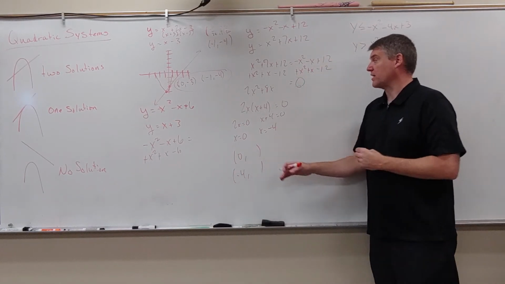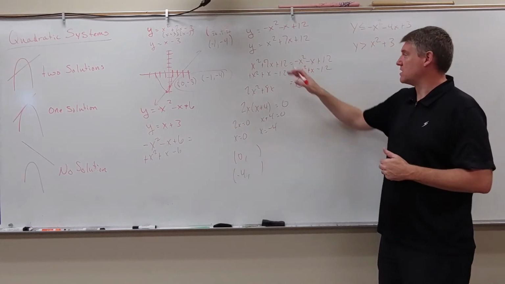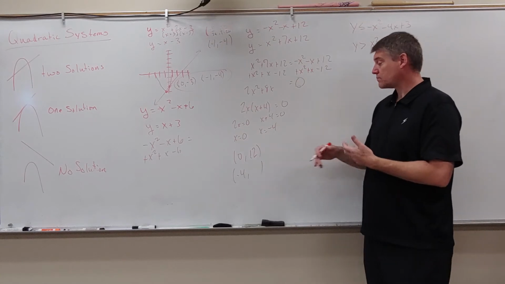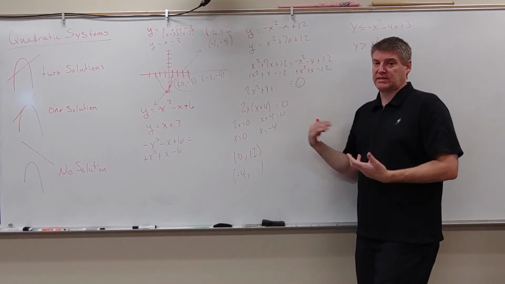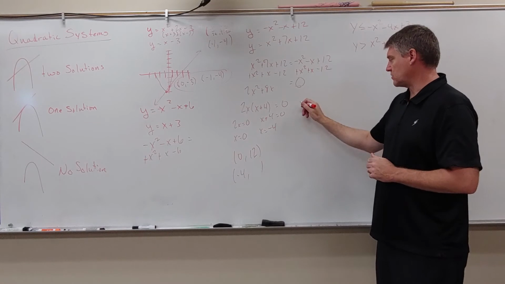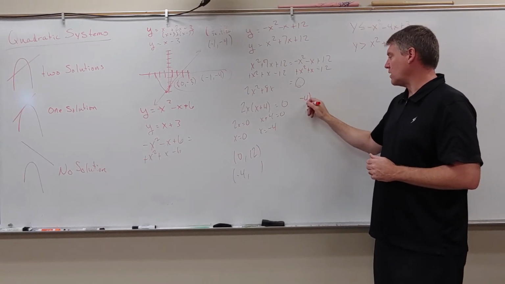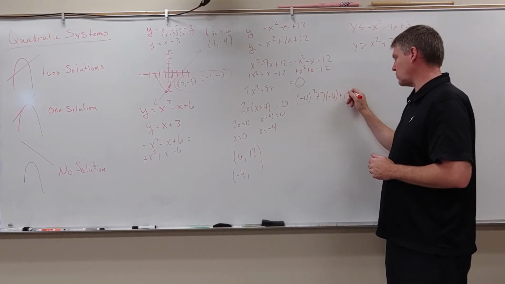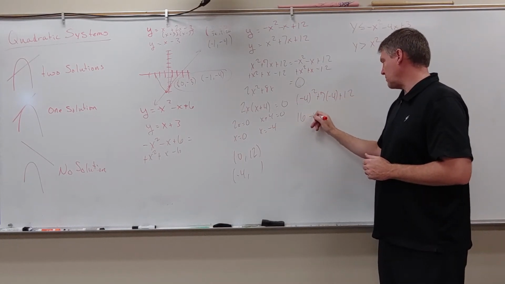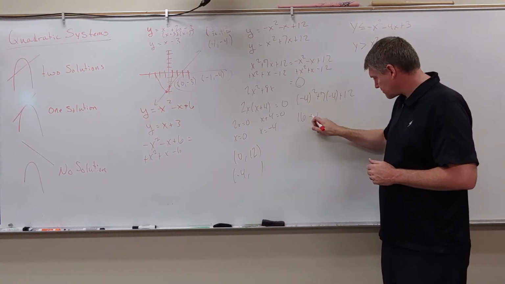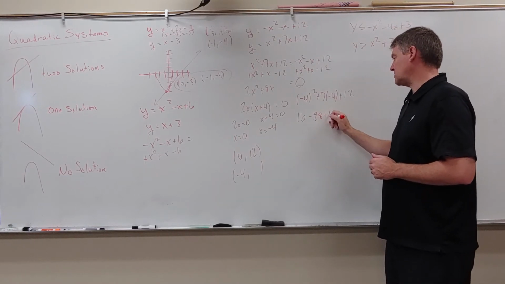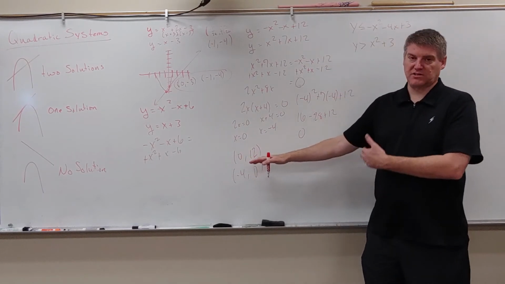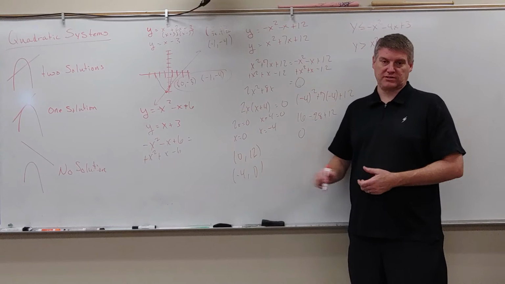So I'm going to plug in 0. If I plug in 0, that one's easy. Everything goes away and I end up with 12. Now, if I plug in negative 4, it doesn't matter which equation I plug it into. So negative 4 squared plus 7 times negative 4 plus 12 gives me 16 minus 28 plus 12, which gives me 0. So my points of intersection are (0, 12) and (negative 4, 0).